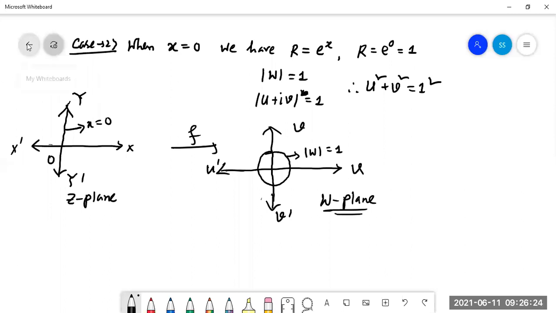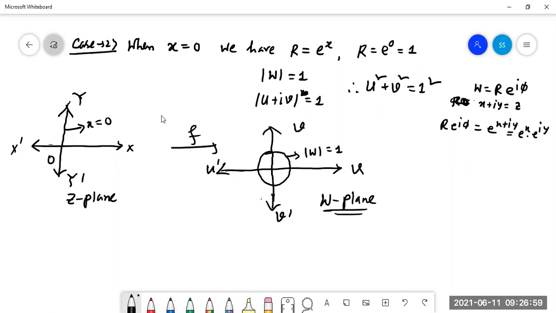Not understood? Once again, what was there previously. When we take r equal to e to the power, W equal to r e to the power i phi and x plus iy equal to z, it was taken. After putting this, we got r e to the power i phi is equal to x plus iy. That can be written as e to the power x into e to the power iy. Now comparing both sides, we got r equal to e to the power x and phi equal to y.